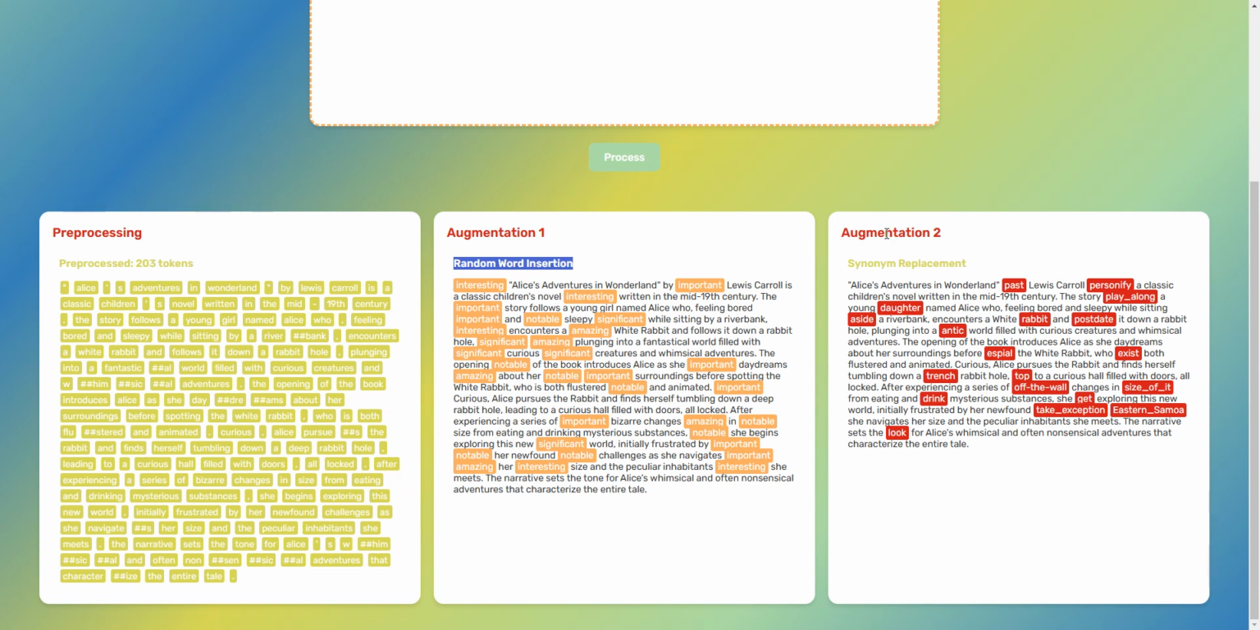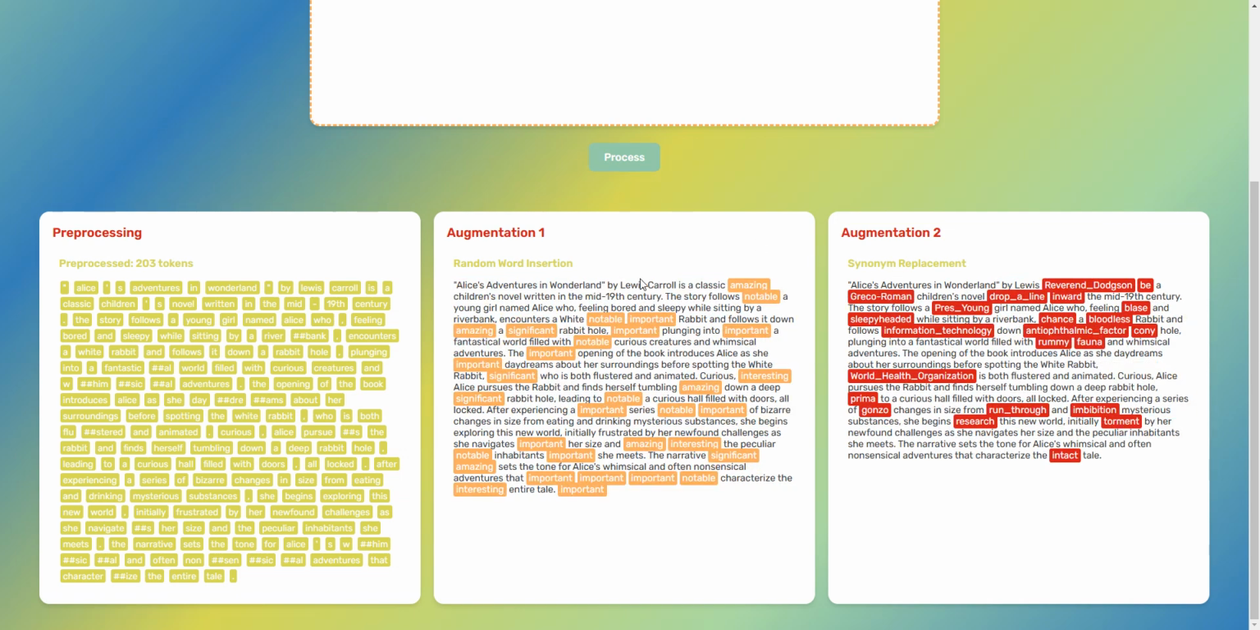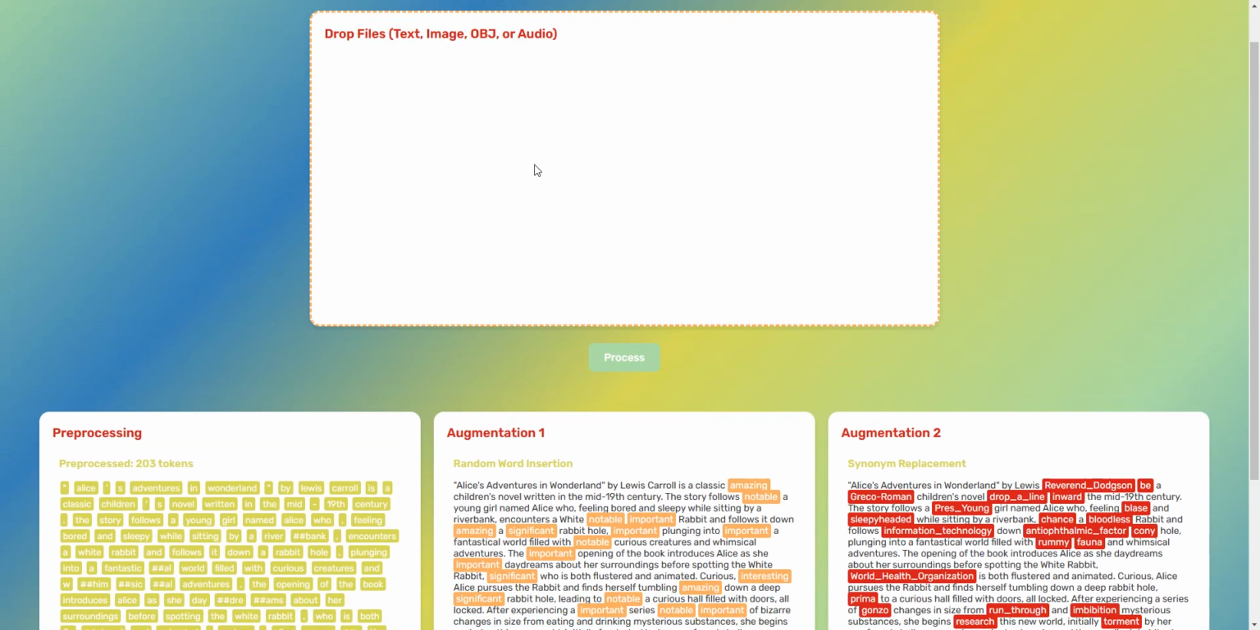The second augmentation is where I'm increasing the data set by adding a synonym for the word. For example, over here, Alice Adventure in Wonderland past. Actually, this is by, and the synonym is past. This is kind of a weird algorithm, but even if I click another time, it's going to process it in a little different way. That's how text is done.